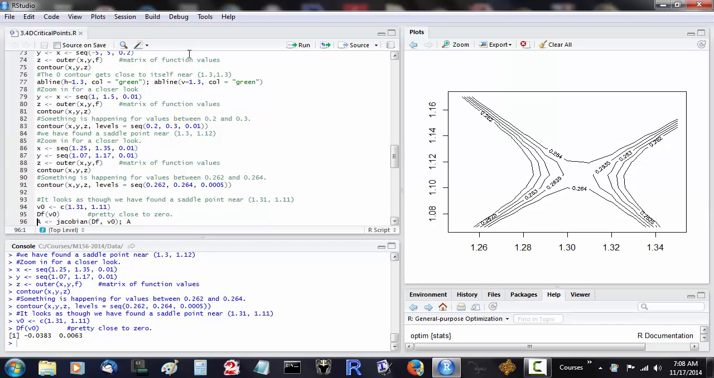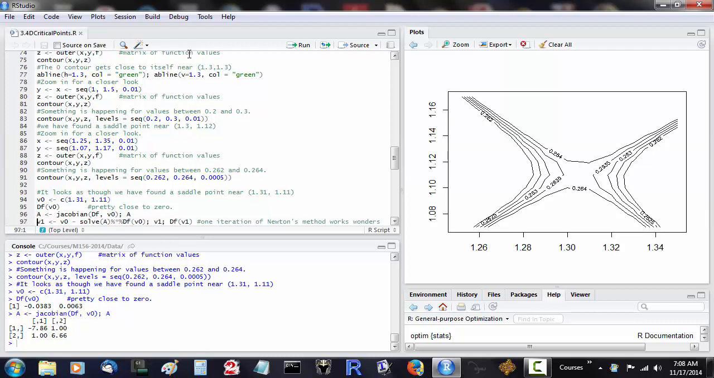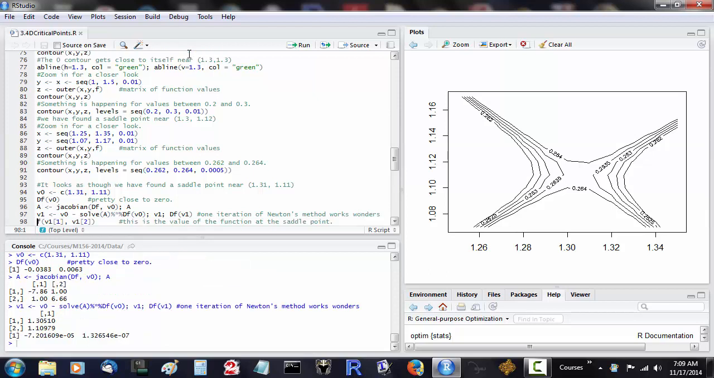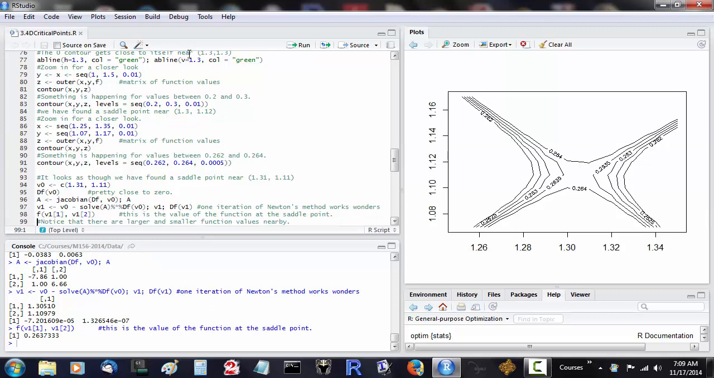Well, we calculate the two partial derivatives. They're pretty close to 0. But since we have a really quick way of doing one iteration of Newton's method, we can improve on that and get a place where the partial derivatives are very, very close to 0. We evaluate the function at that point. The value at the saddle point is 0.263.